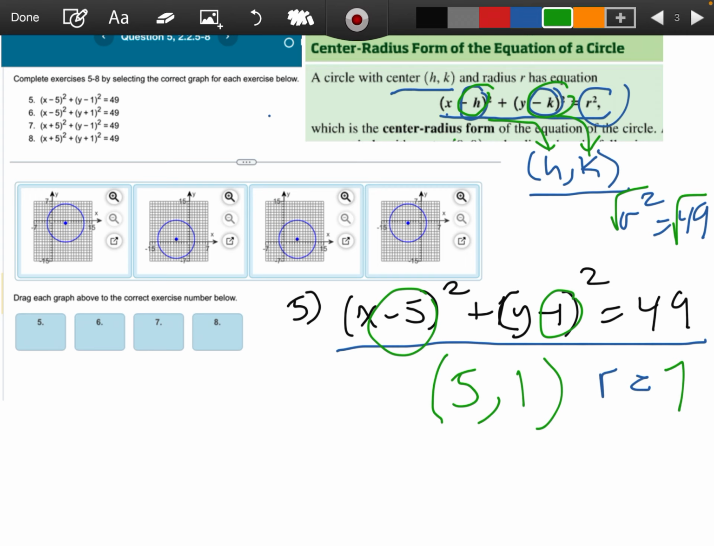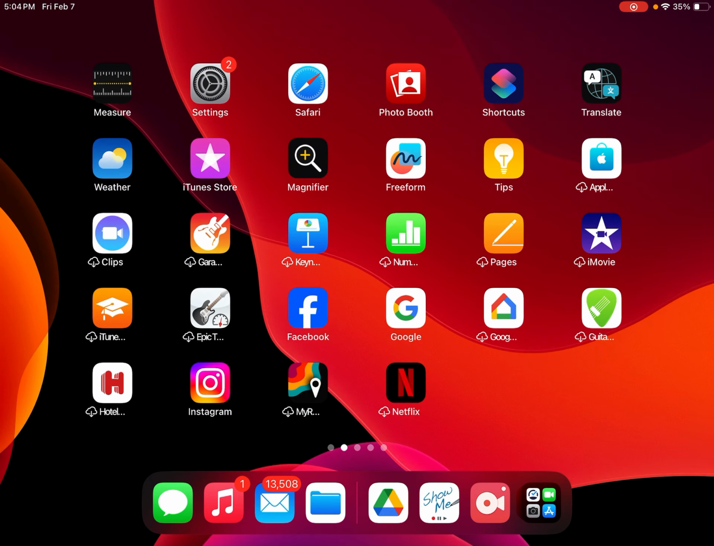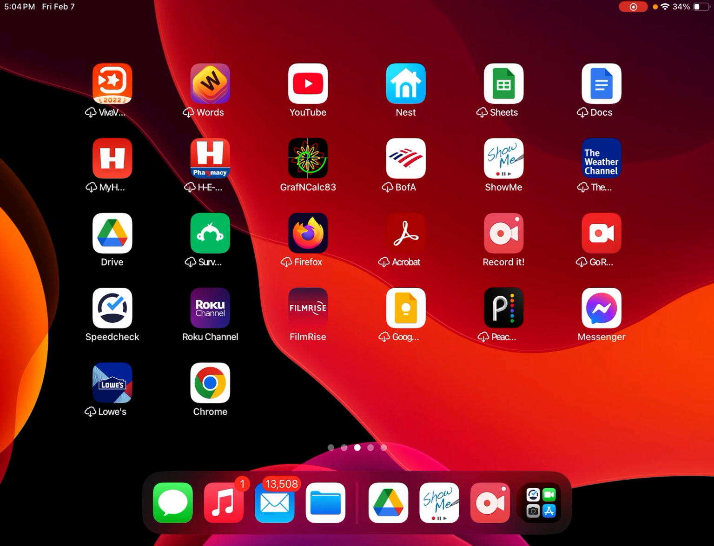So what I'm going to do now is I'm going to go back to my problem, and I'm going to see, okay, which one of those circles is centered at (5, 1) and has a radius of 7, okay? So let's do this. Let me come back here. And let me go to my homework question. Where is it? Right here.